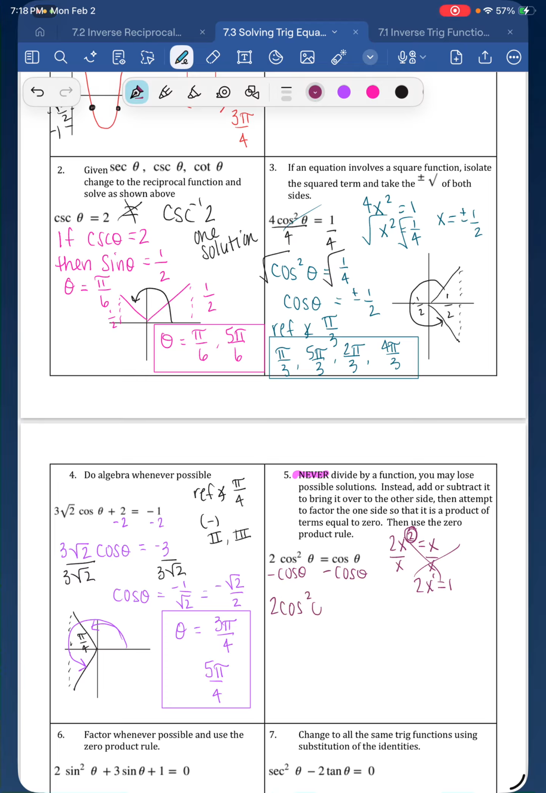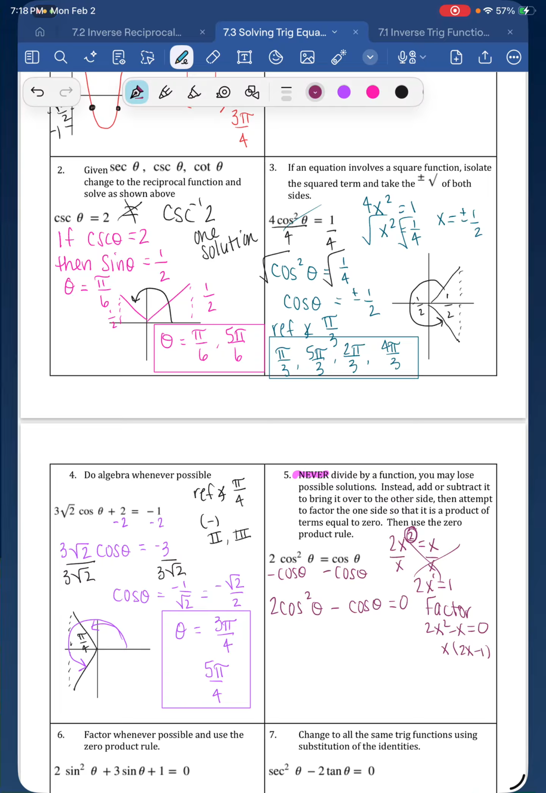And factor. Your factoring life never goes away. I haven't said that in a long time, but it is the truth. If you can't factor with variables, you're certainly going to have a hard time factoring with trig functions. So how would you factor 2x squared minus x? What do they have in common? They have in common an x, so pull out x, and that will leave you with 2x minus 1.